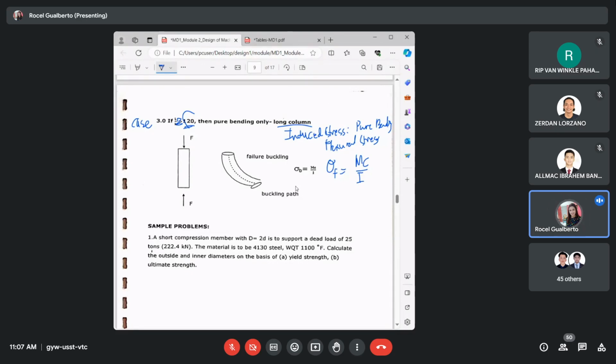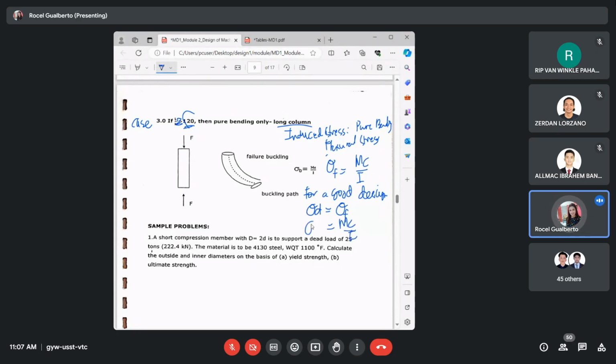Kumbaga, kahit siya po ay compression member, okay? So, ang nakikita mo na po sa kanya is more on a pure bending. Kaya, naging ito na po yung kanyang induced stress. And what you will do is simply, again, to equate the design stress to the induced stress of the material. So, therefore, your sigma D would be equal to your flexural, equal to MC over I.